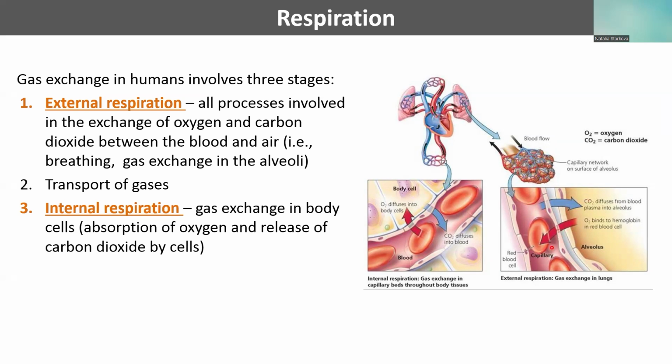Then the gases have to be transported by the blood to different tissues and cells in the body. And inside the body, in the cells and tissues, that's where internal respiration happens. And this is gas exchange between the cells and the blood. So the cells receive oxygen from the red blood cells, from the blood, and at the same time, they release carbon dioxide into the blood, so it can be carried away.